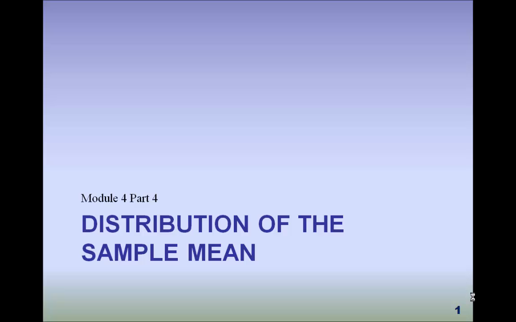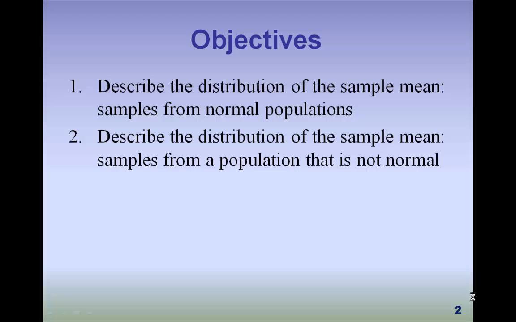Distribution of the sample mean, Module 4, Part 4. Our objectives are to describe the distribution of the sample mean, samples from a normal population, and to describe the distributions of the sample mean, samples from a population that is not normal.